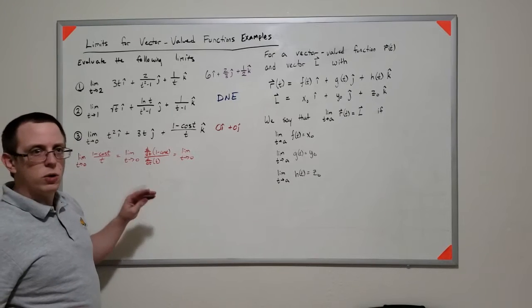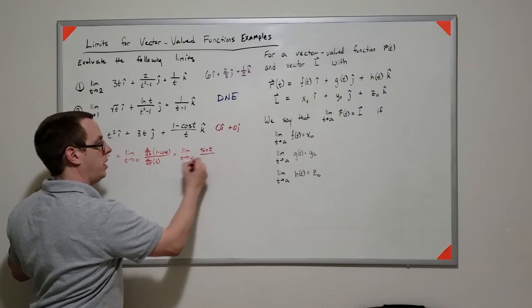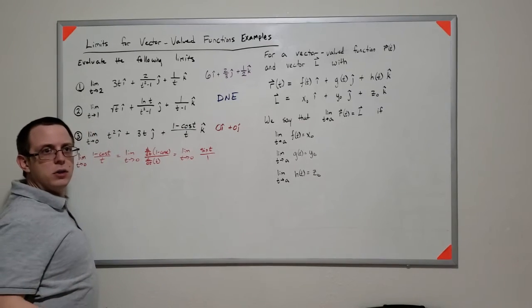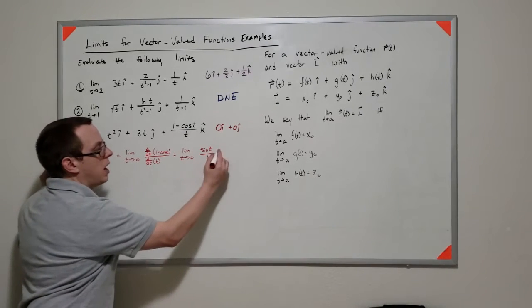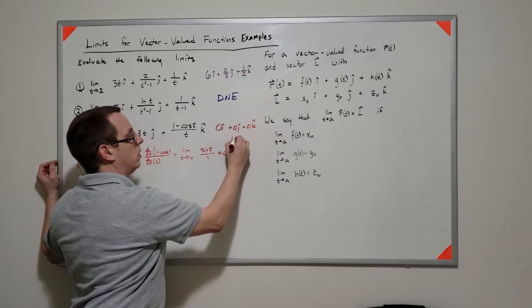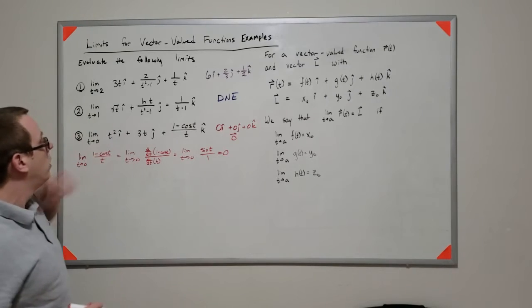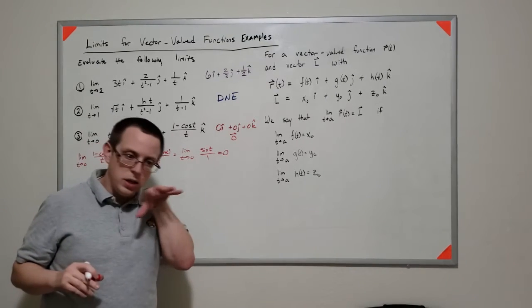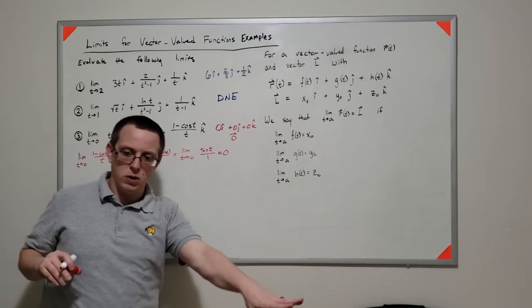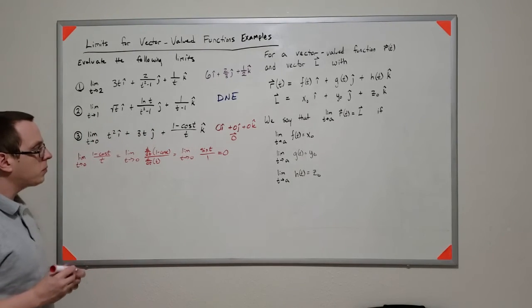So 1 derives to 0, negative cosine derives to positive sine, t derives to 1, sine of 0 is 0. So at the end of the day, we end up with a 0 vector. This vector approaches, as t goes to 0, the null vector, the 0 vector.